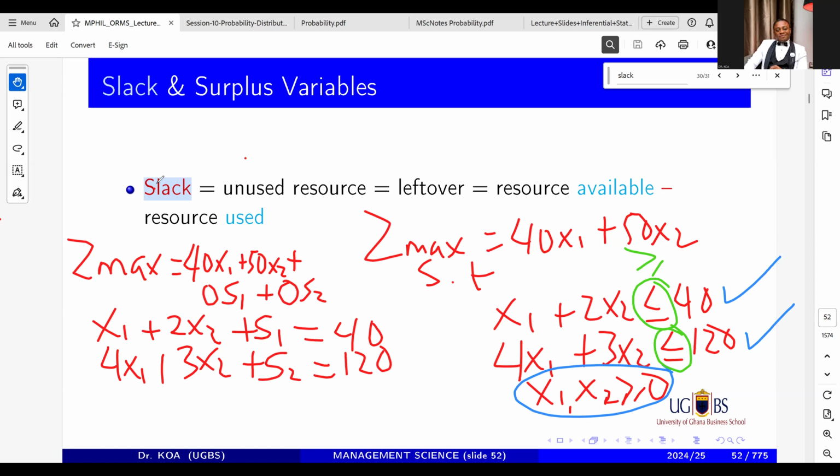Once you are done, you now write the last constraint, which is the non-negativity constraint. But this time, you also include the slacks. So you have x1, x2, s1, s2, then your usual non-negativity constraint. This is how you execute. This is exactly how you write the whole thing in the standard form.